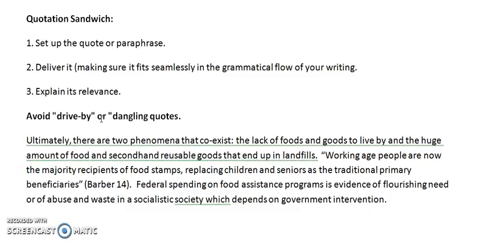There's no sort of adequate setup. And then in the next sentence, the student is already onto a different topic. Federal spending on food assistance program is evidence of flourishing need or of abuse and waste in a social society which depends on God. Oh, that shouldn't even be there. And waste. I'm sorry about this.